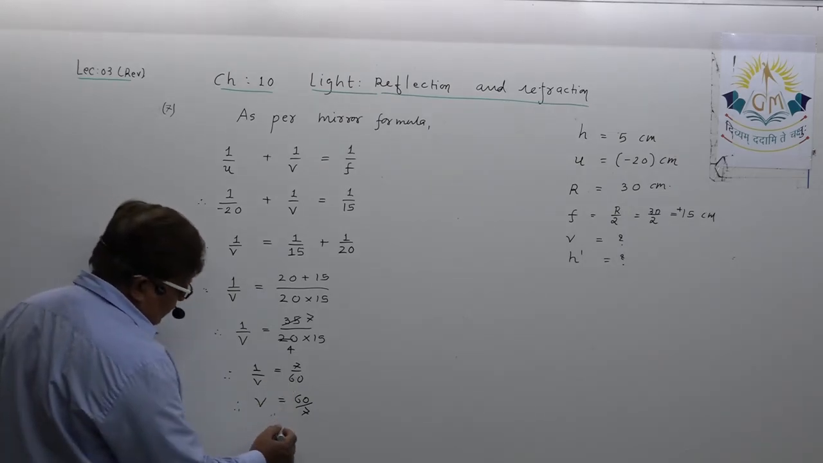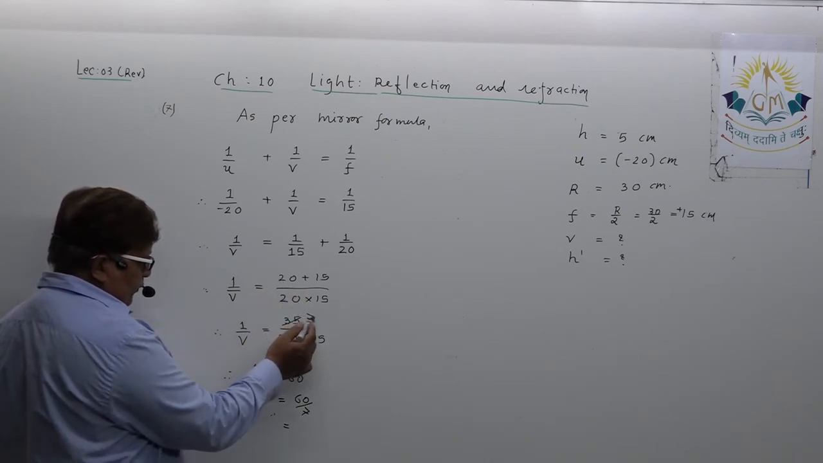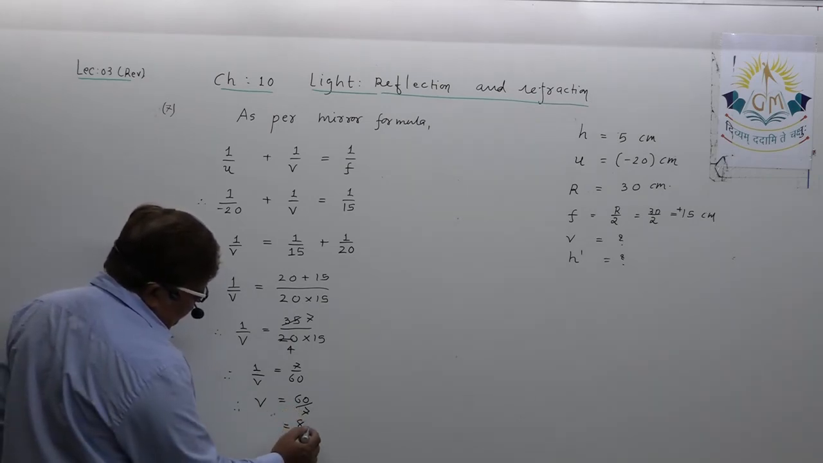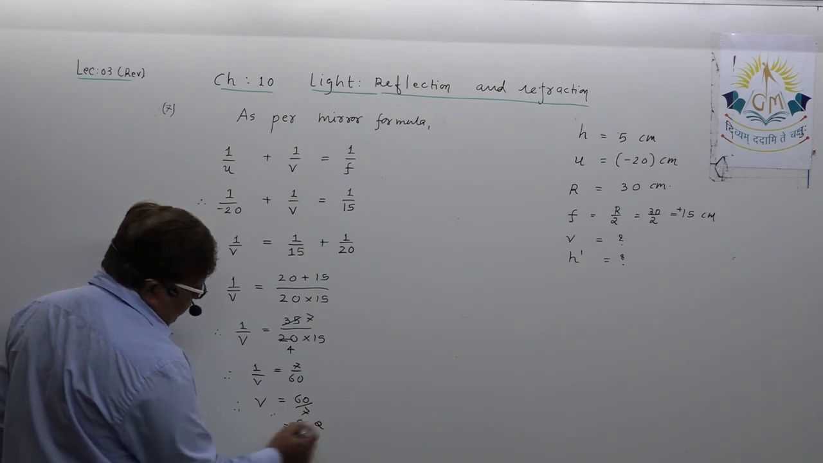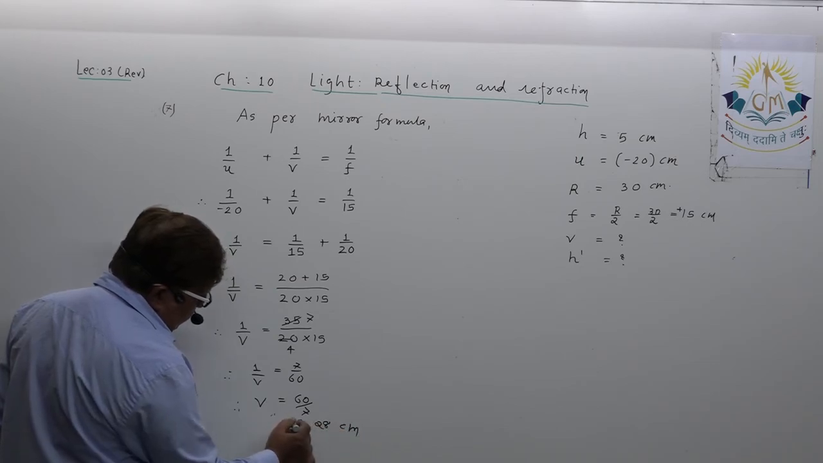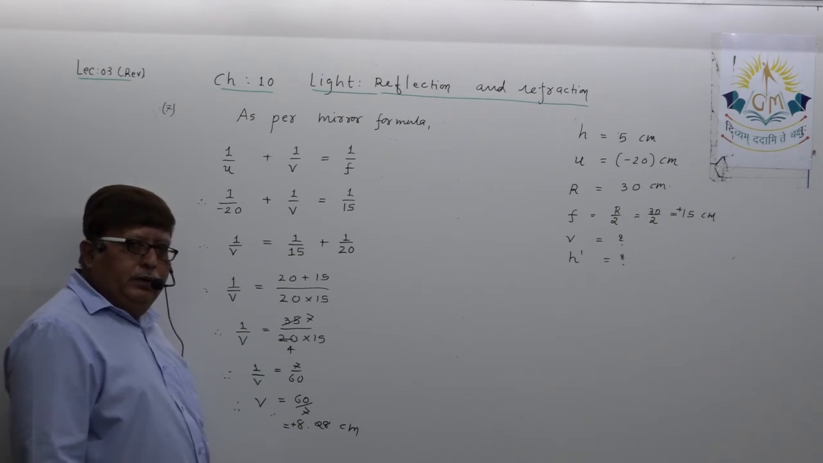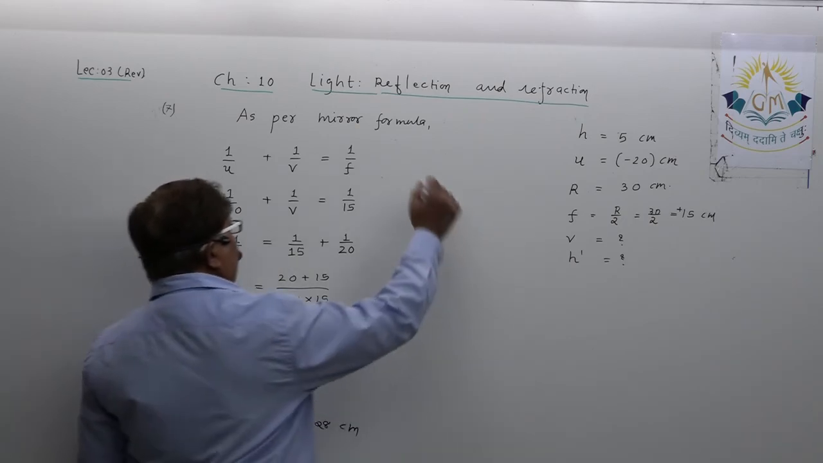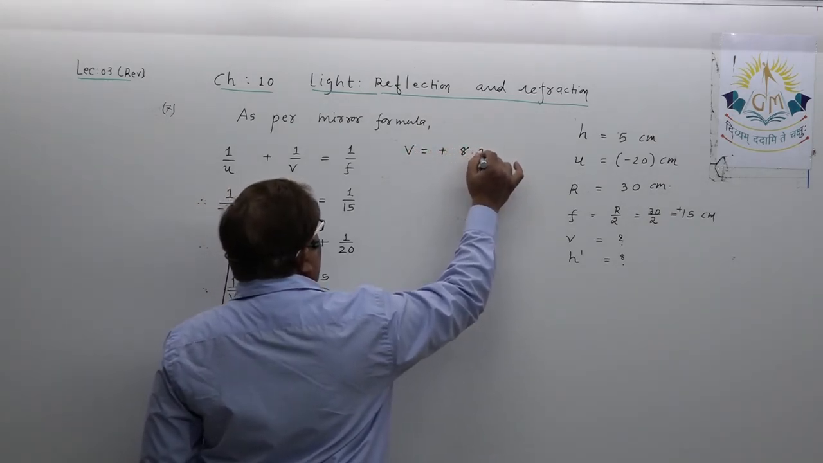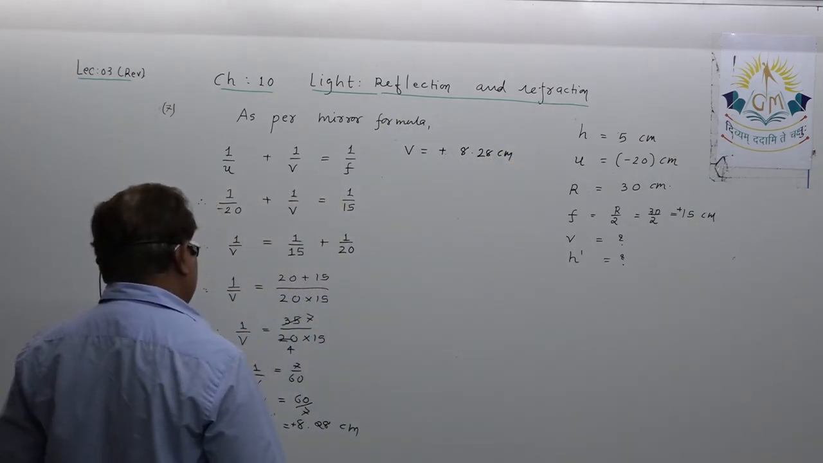After you got V, 20 into 15, 35, 5 7s, 5 4s. Just do the necessary cancellation. V is positive, that means when V is positive, M is also going to be positive as per the conclusion. V is 8.28 centimeter. Okay.